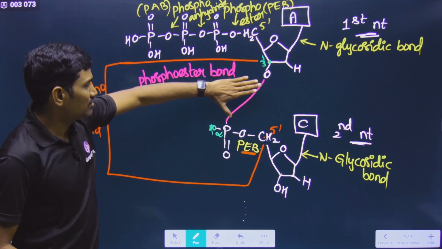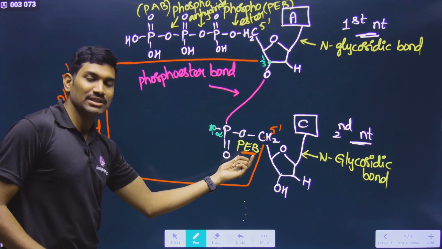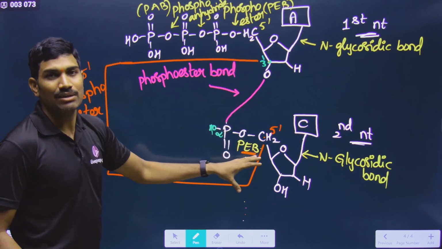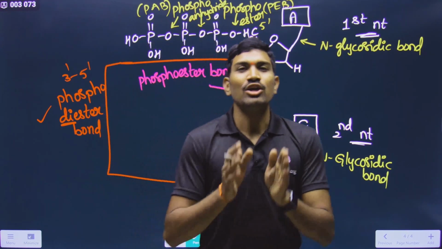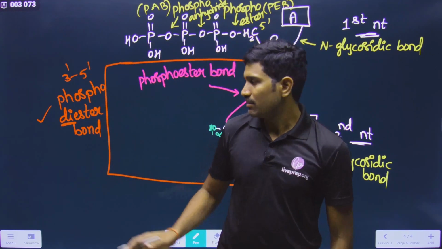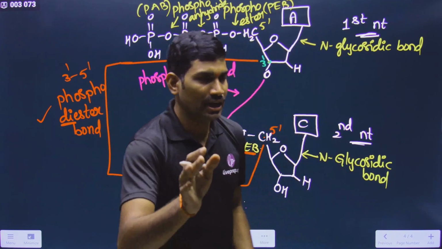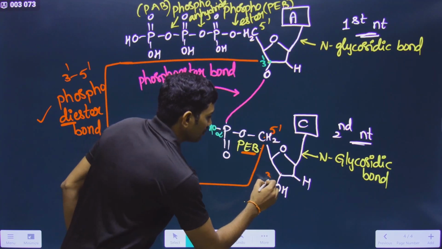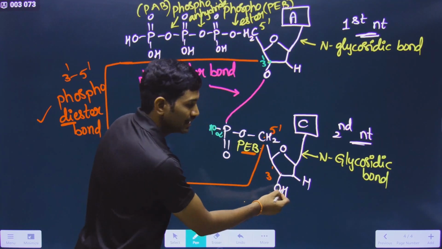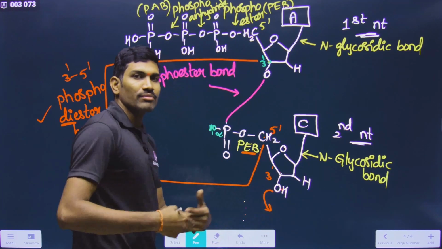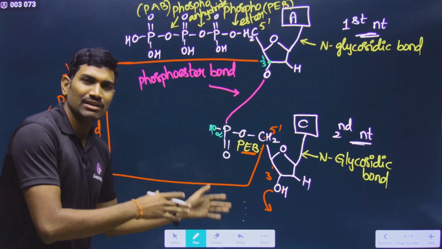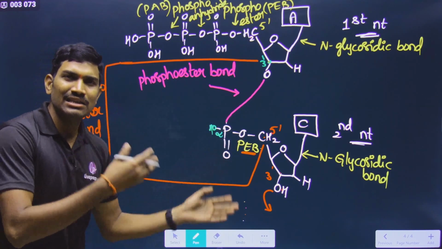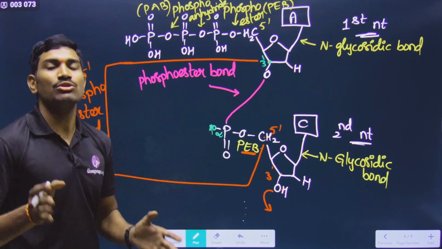So this is one phosphoester bond, and this is the already present ester bond. So two esters are present. That's why it is called a phosphodiester bond. In this way, two nucleotides are connected by phosphodiester bond. And now for the second nucleotide, once again 3' OH is present, and now this will attack the alpha phosphate of the third nucleotide. The same reaction will occur. Once again a phosphodiester bond will be formed. In this way, many nucleotides are attached to each other.